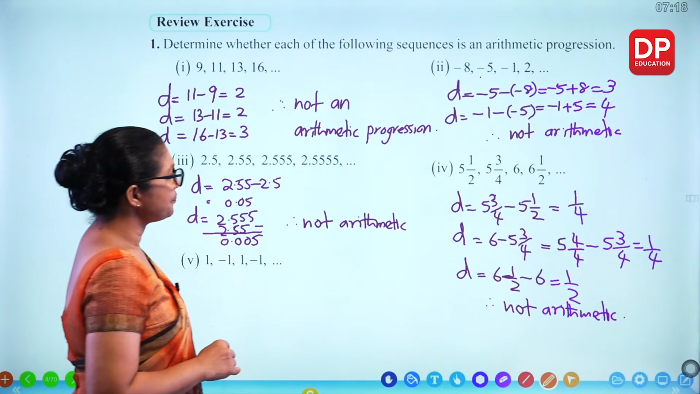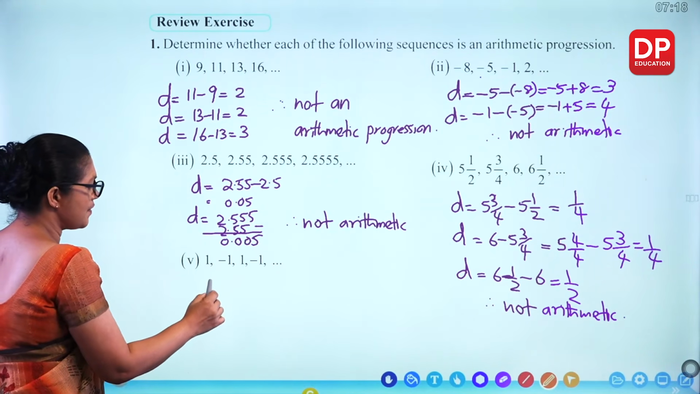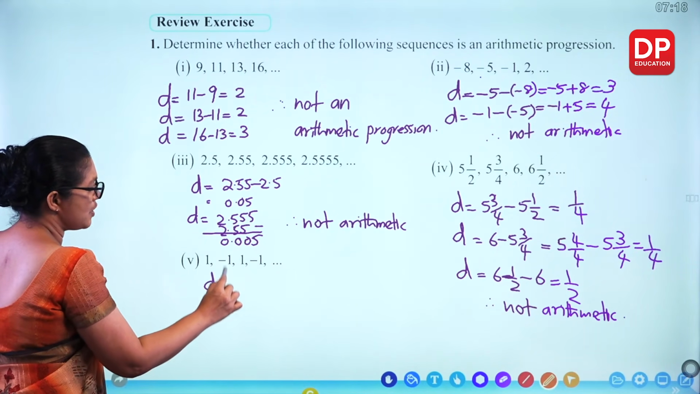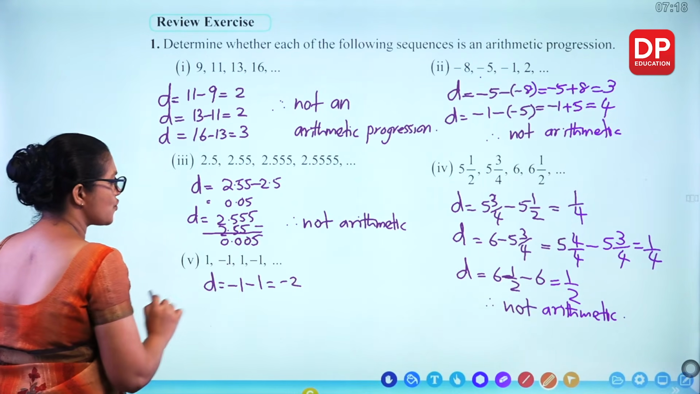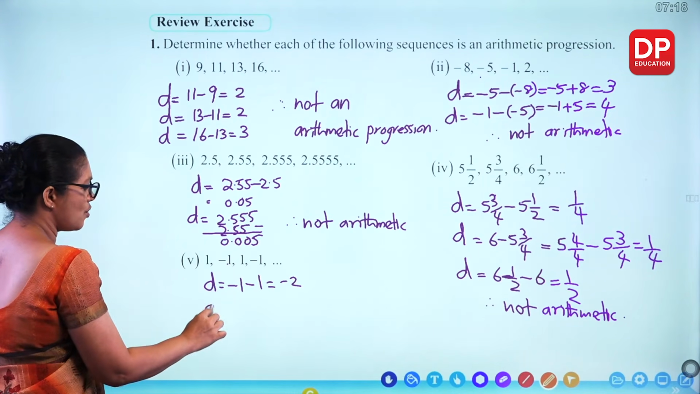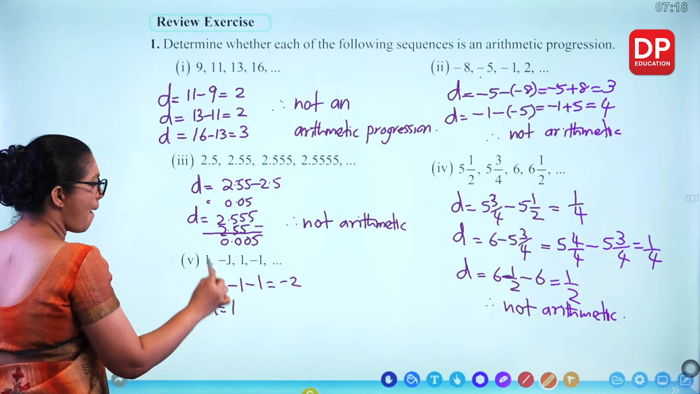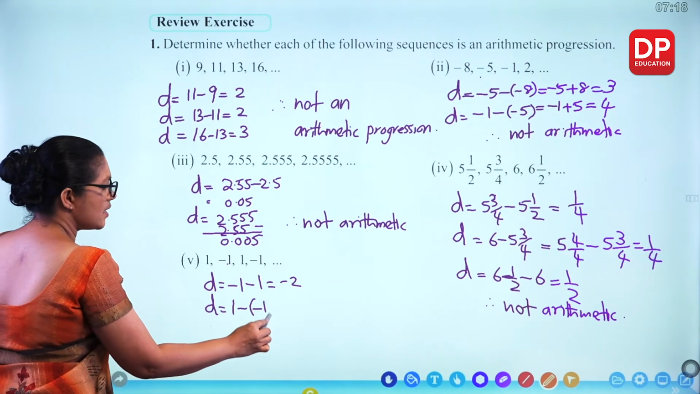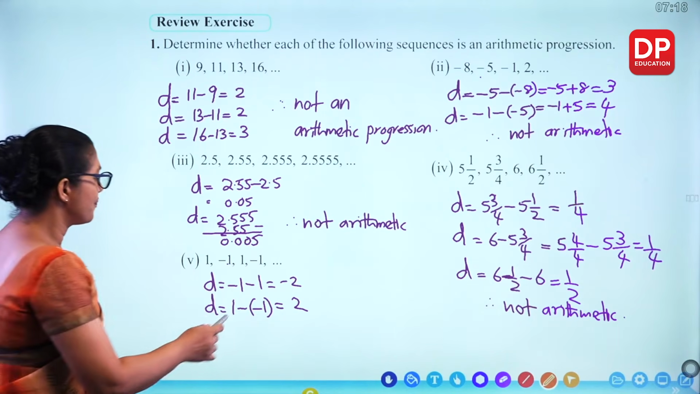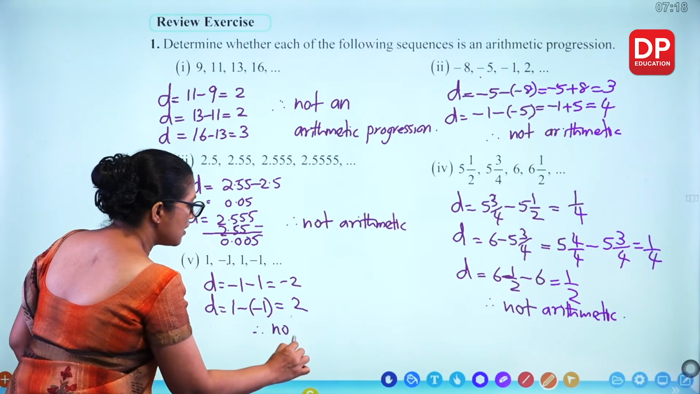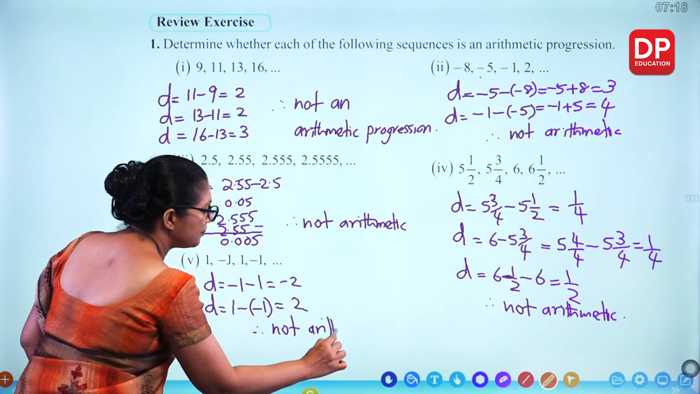This one, what's the difference? If you take minus 1 minus 1, you get minus 2. These two, 1 minus minus 1, you get plus 2. Not the same. So, not arithmetic.